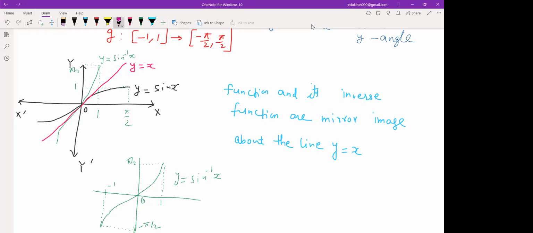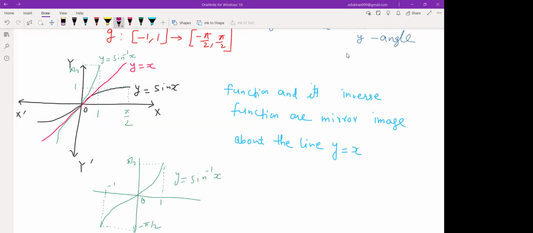Have you written it? Sir, can you explain? Who is asking? Sir, Amit. Sorry, I can't hear you clearly. Sir, can you explain it again?